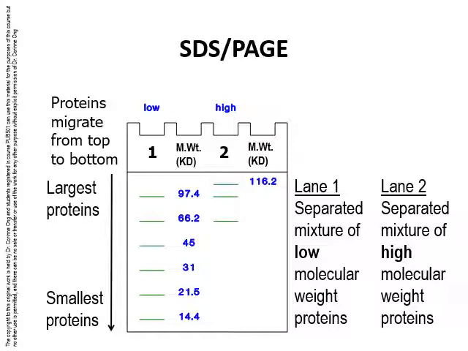In lane number 2, a mixture of 3 high molecular weight proteins was separated. 2 of them are the same proteins also present in the first mixture, whereas the third protein is the largest one of all at 116.2 kilodaltons, and you can see the band at the very top of the separating gel.